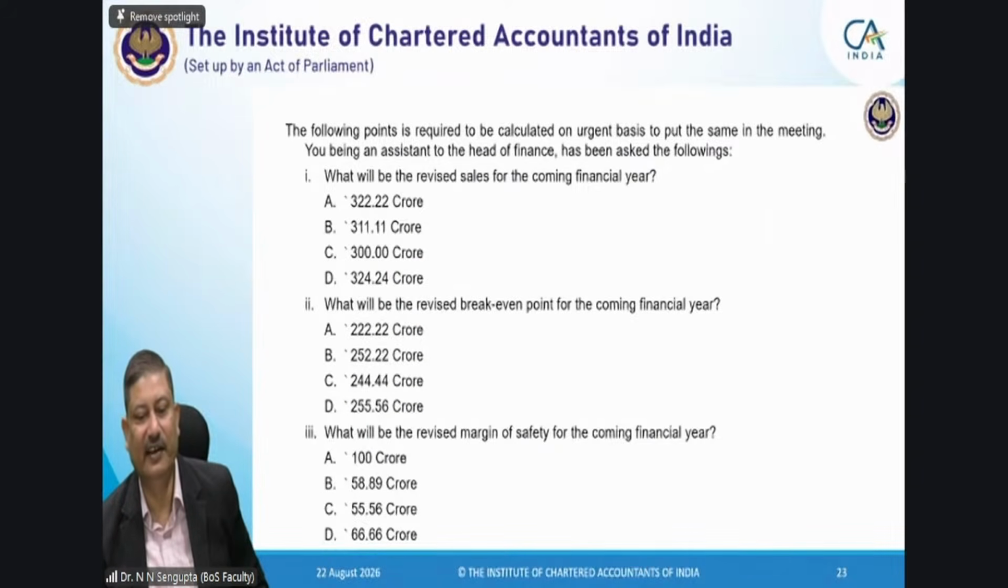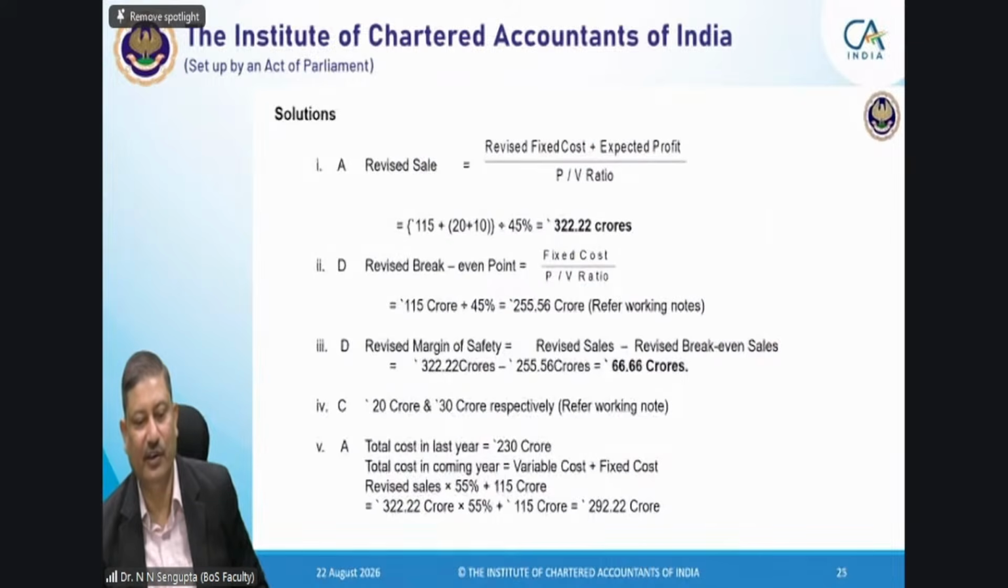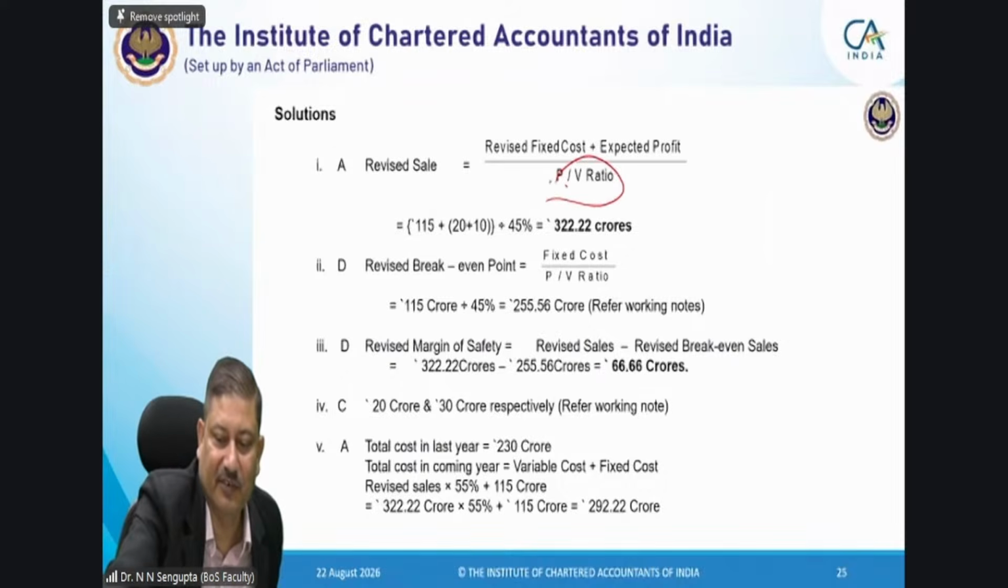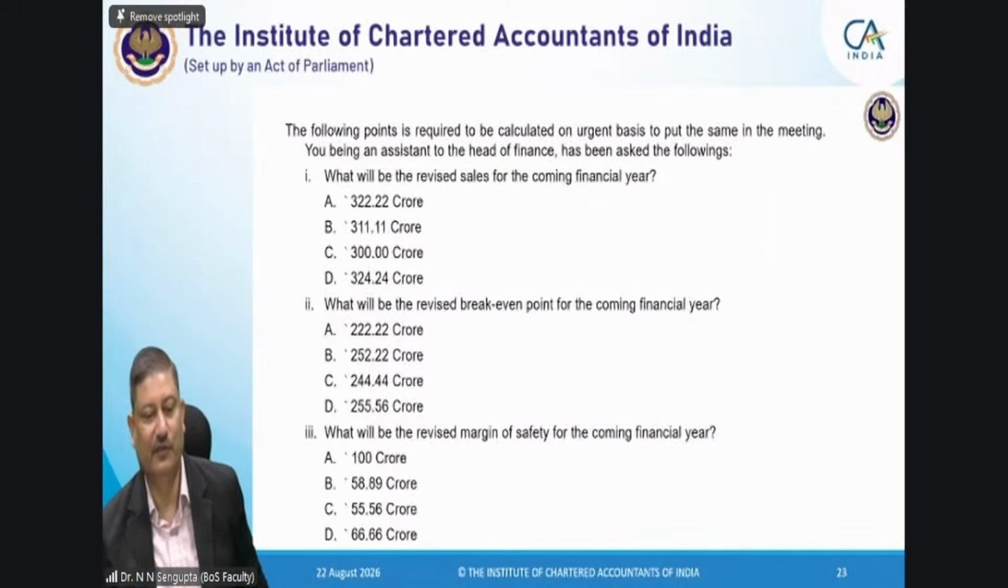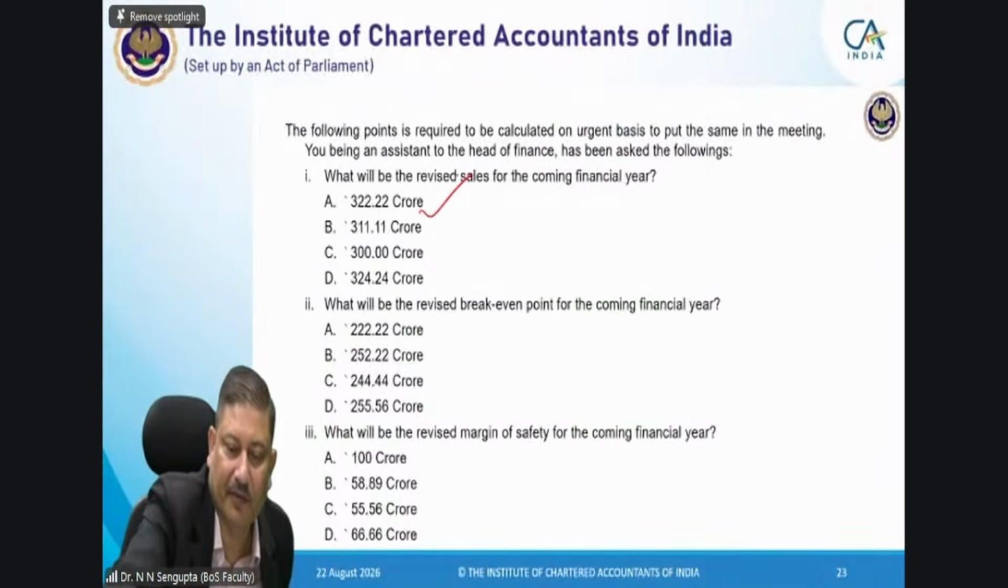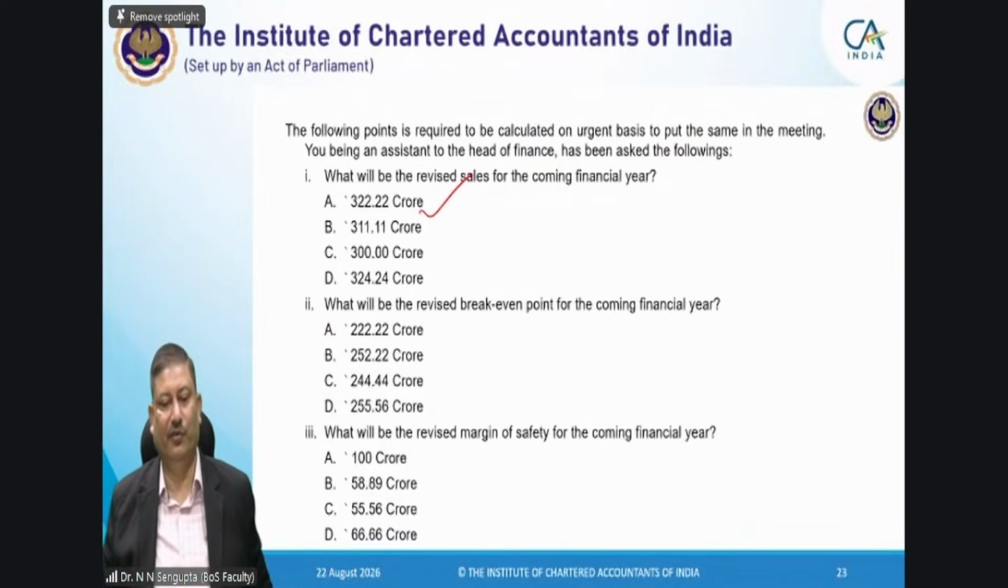So first is the revised sale for the current year. I think that question already we have answered. So revised sale will be 115 plus 20 plus 10, divided by the PV ratio that we have just calculated. This is the profit which is expected, and this is the revised fixed cost. So 322.22. So if you go for the first question here, this will be your answer, right? Any doubt?